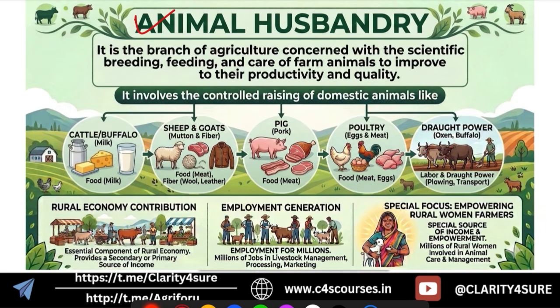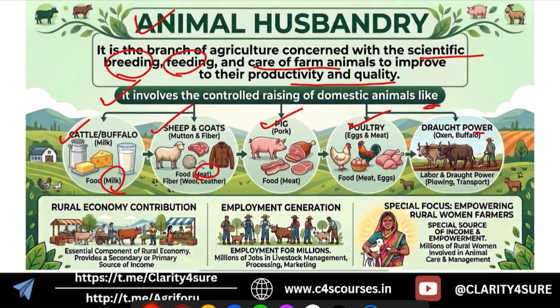Next is animal husbandry. It is a branch of agriculture that is concerned with the scientific breeding, feeding and care of farm animals to improve their productivity and quality, right? It involves the controlled raising of domestic animals like cattle, buffalo, sheep and goat, pig, poultry, and even some draught animals, right? For what purpose?